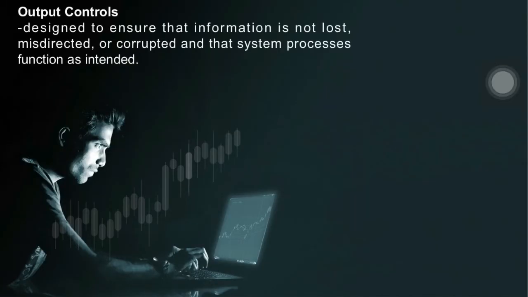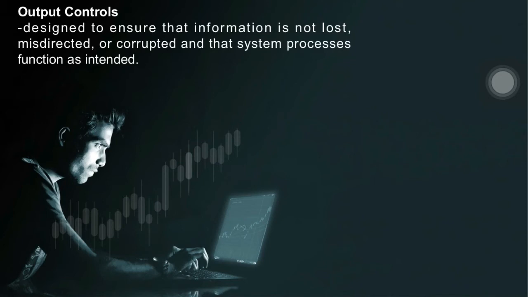Let's proceed to the output controls. Output controls are designed to ensure that information is not lost, misdirected, or corrupted, and that the system processes function as intended. For example, daily summaries of cash disbursements to vendors and inventory receipts should go to the managers to report the status of their operations.